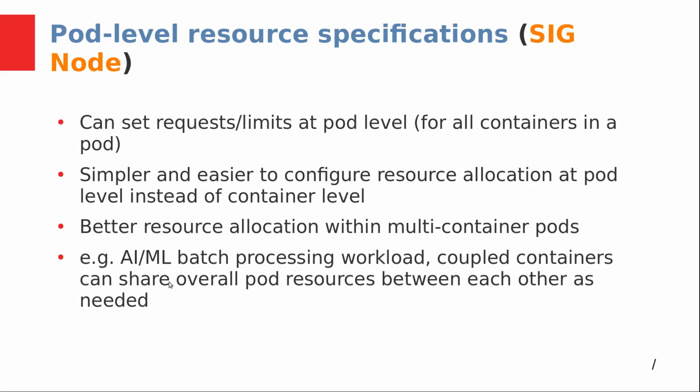And they gave a great example here that, for example, you may have an AI ML batch processing workload, and you've got coupled containers in there, and they can now share overall the pod resources between each other as they need. Because you may have two containers, and sometimes the first container needs more of the resources than the second one, and at other times the second one may need more resources relative to the first one. But now you can set at the pod level, and they can just both use that. It's much better, much nicer resource allocation.